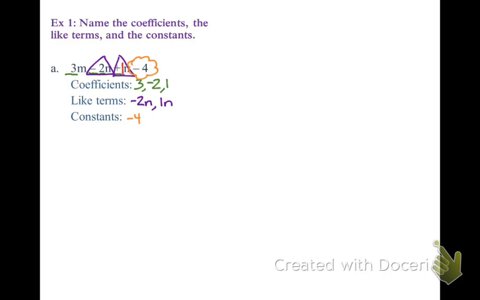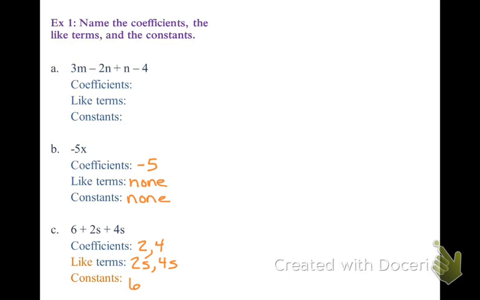I'd like you to try B and C by yourself, so put me on pause and try B and C by yourself and see what your answers are. If you don't find like terms or a constant, that would be none. You will put none if you do not find something. So put it on pause, try it out, and then put me back on play and you'll find the answers and see if you're correct.